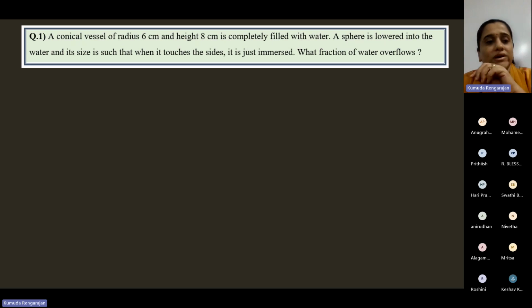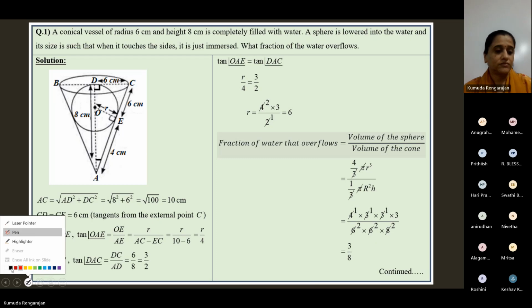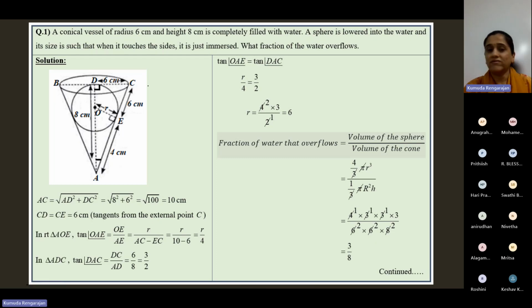So a sphere is lowered into the water and its size is such that when it touches the sides, it is just immersed. What fraction of the water overflows is the question. Okay, so see, the figure is like this. Conical vessel, you can see the sphere here. And see, it just touches the sides here, here, and here.